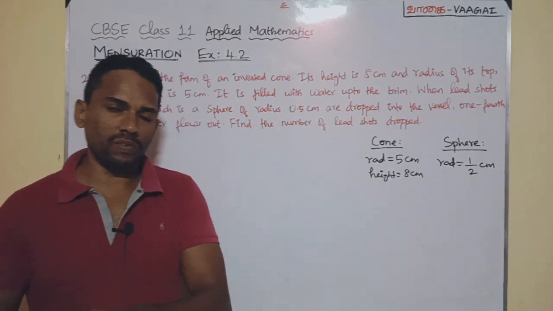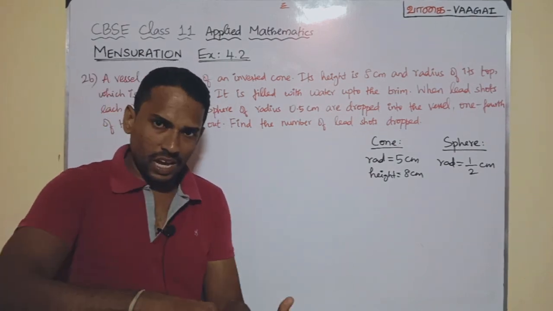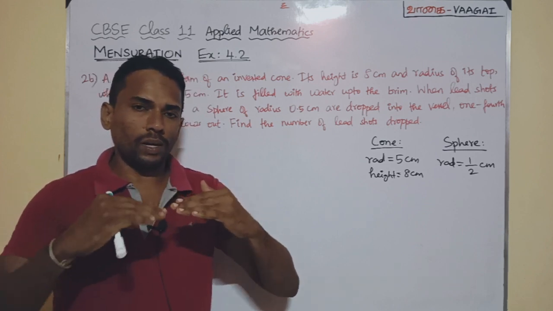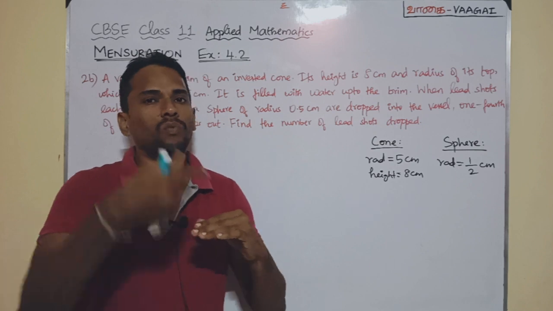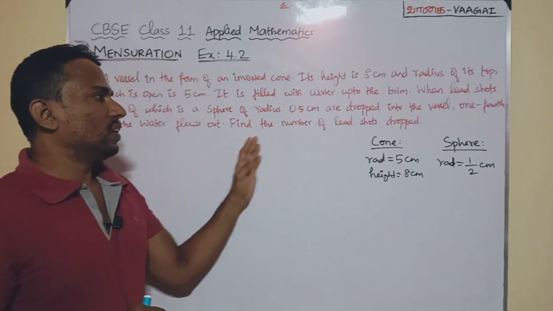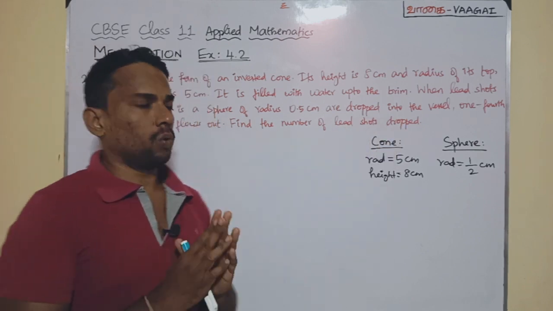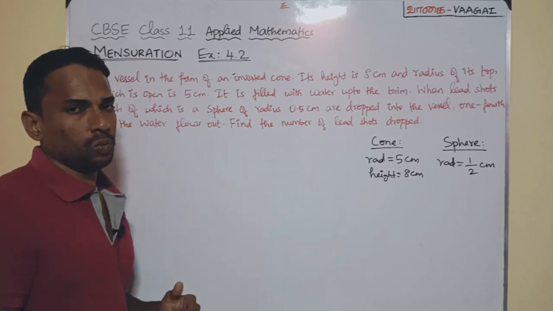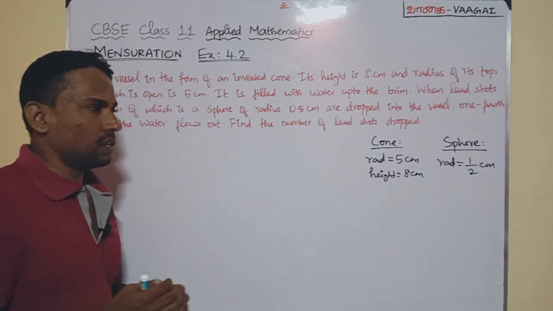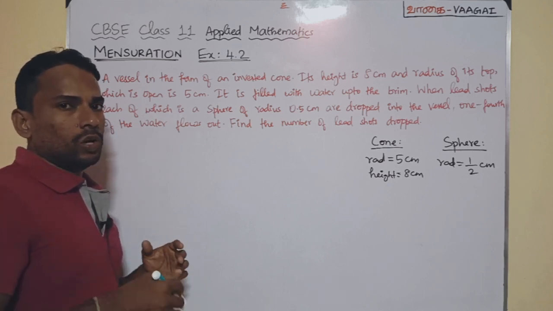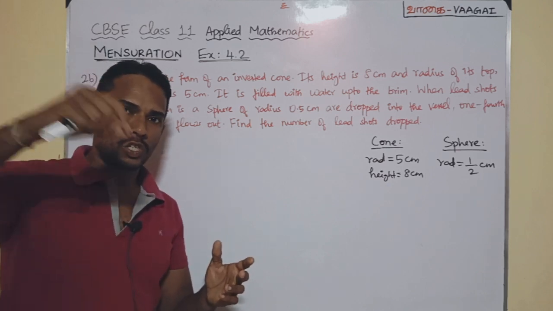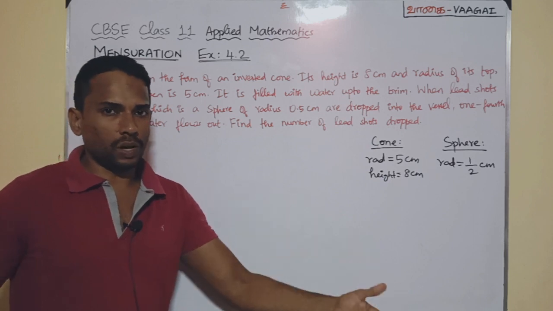So because we are dropping lead shots inside, what happens is whatever water we have there inside the cone, 1/4 portion of the water is flowing out. Then in that case, find the number of lead shots dropped. Okay, yes, this is again very similar to the questions that we have seen previously. Now how we are going to make the comparison here is, here the idea is going to be very simple. Only because lead shots are dropped in, water is coming out, is it or not?